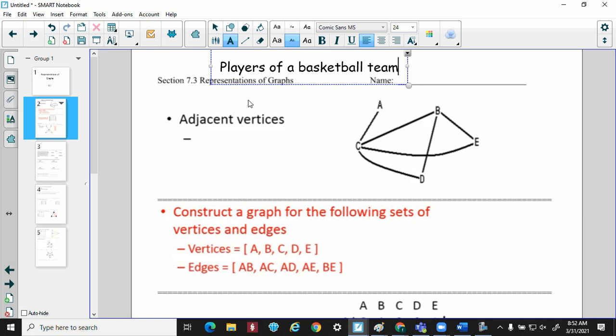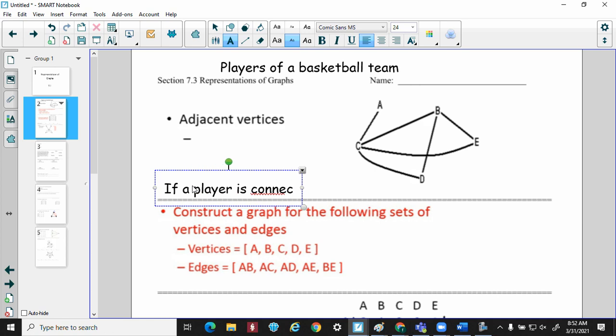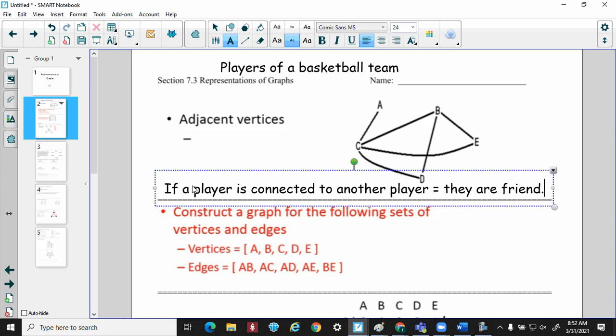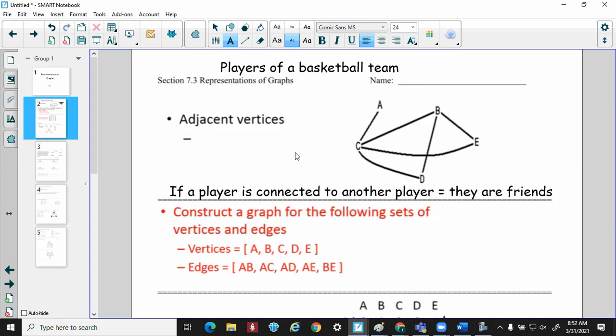Now, the ones that are connected, the lines that connect two players. Basically, and again, I'm just playing the what if game, if a player is connected to another player, that means they are friends. So just looking at this example, this graph here, if a player is connected to another player, that means they're friends.